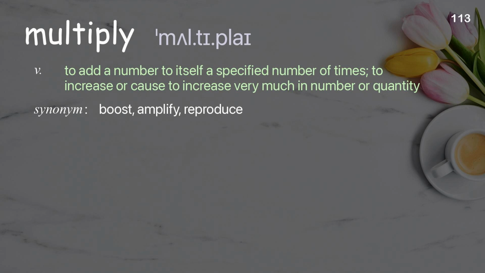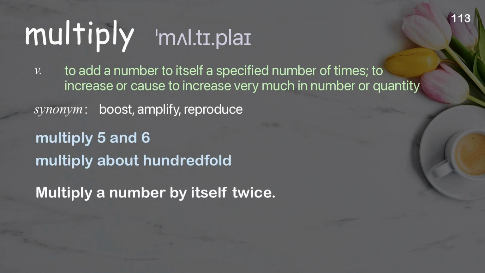Multiply. To add a number to itself a specified number of times, to increase or cause to increase very much in number or quantity. Examples: multiply 5 and 6. Multiply about 100-fold. Multiply a number by itself twice.